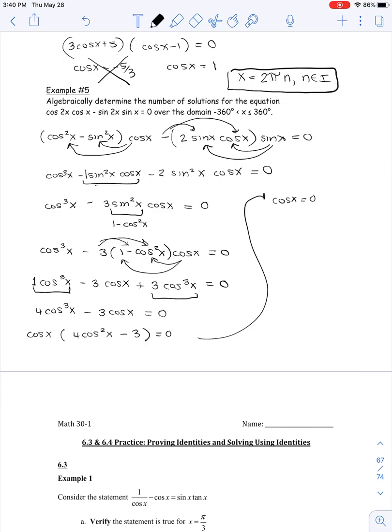And if you solve for the second part, cos squared x could equal 3 over 4. So we're adding 3 to both sides and then dividing by 4. We're going to have to square root both sides, and that gives me where cos of x equals positive negative root 3 over 2. So when you square root that, you get square root of 3 over 2.